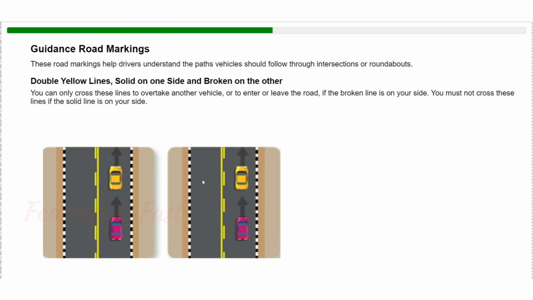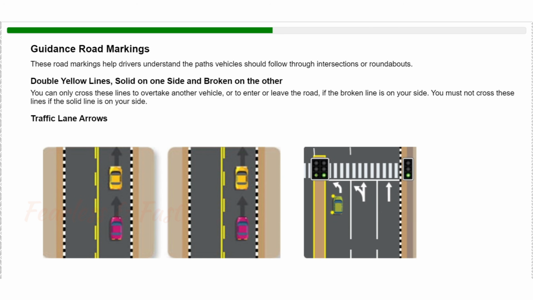You can only cross these lines to overtake another vehicle, or to enter or leave the road, if the broken line is on your side. You must not cross these lines if the solid line is on your side.